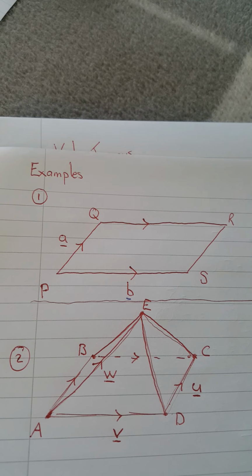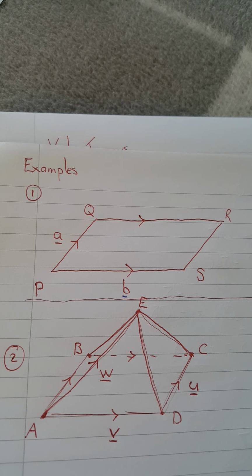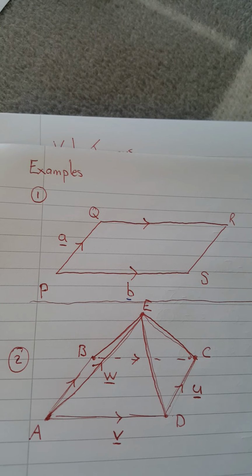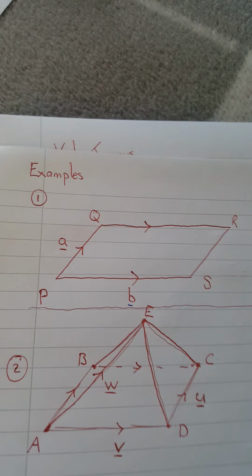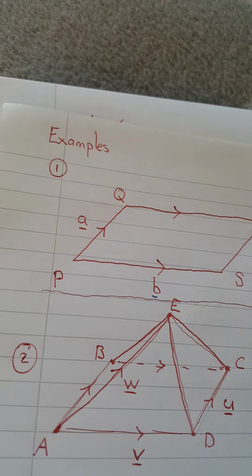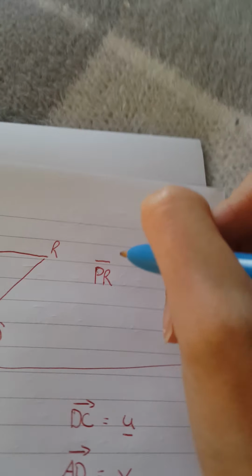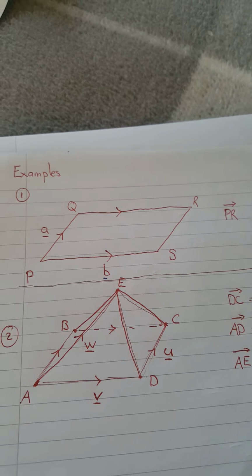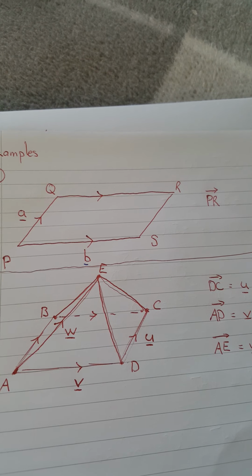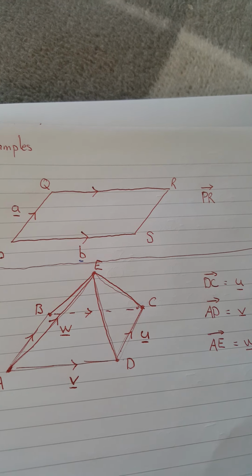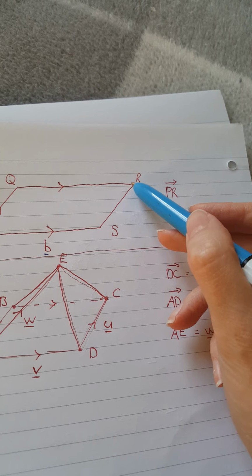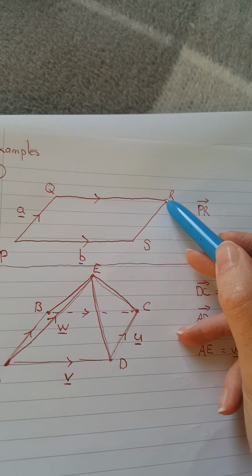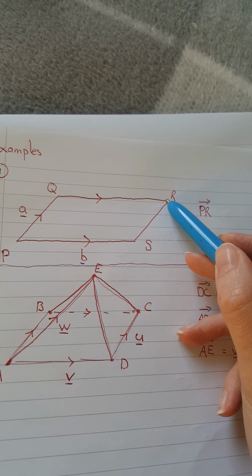Okay, right, what I want to do is find, in terms of a and b, the vector PR. So what would the vector PR be in terms of a and b? I want to get from P to R using the vectors a and b. Now, I don't have a vector from P to R directly that involves a and b, so I'm going to have to go a different route. What route could I go?